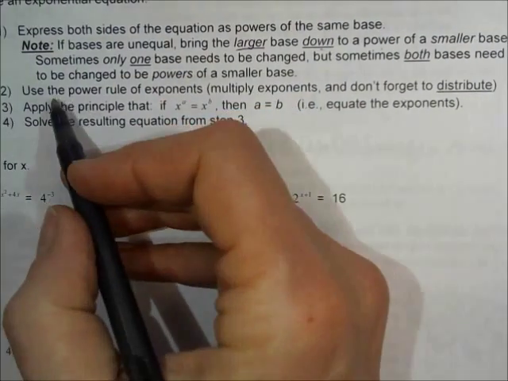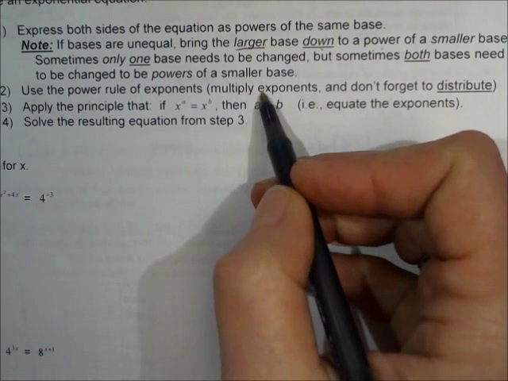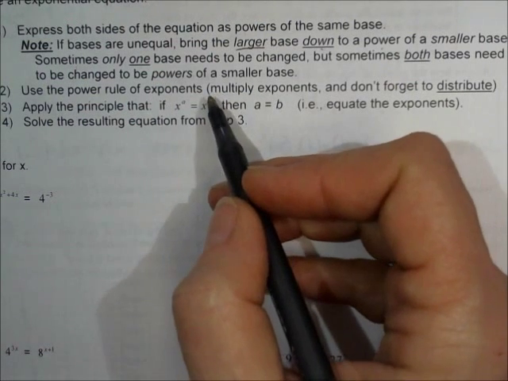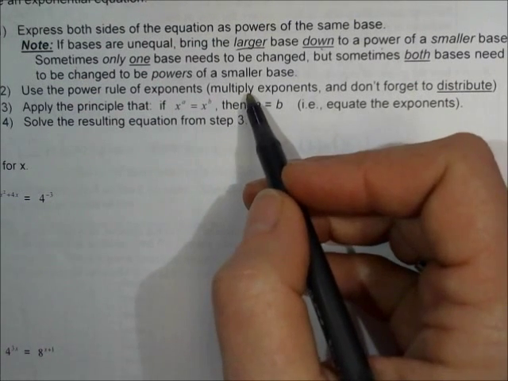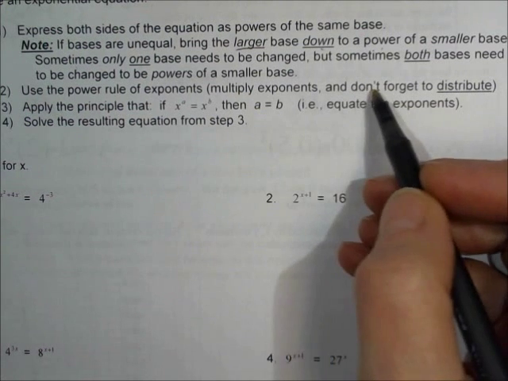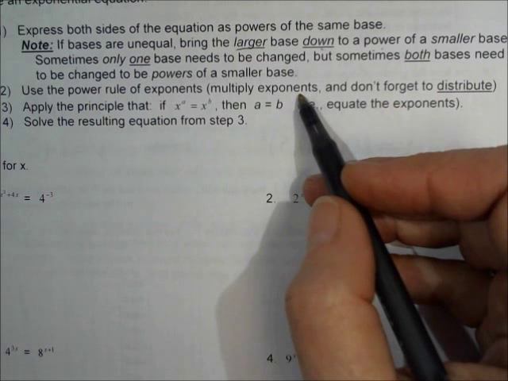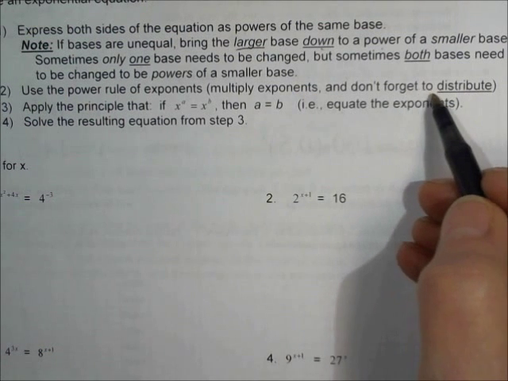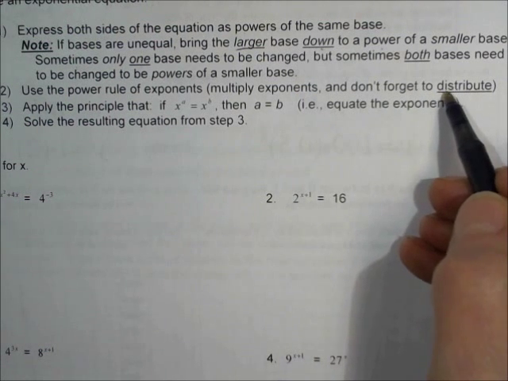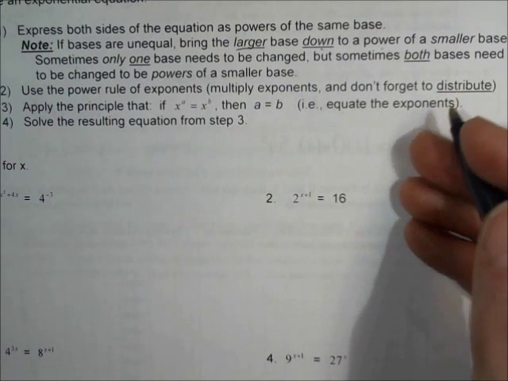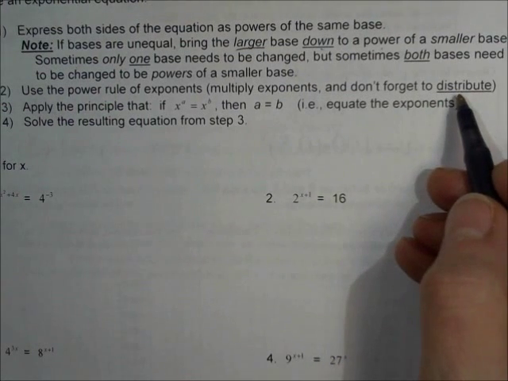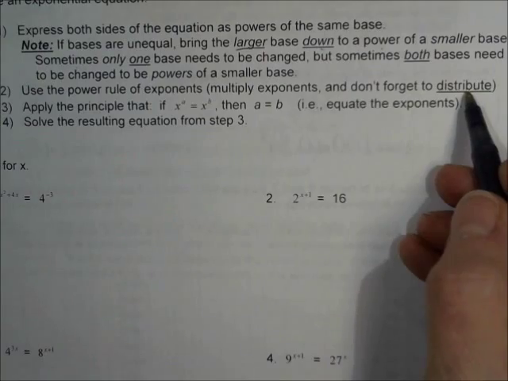Step 2, the power rule says that you're going to multiply exponents, because oftentimes we'll have a power of a power, which means multiply the exponents. That was one of the rules we learned on the first day of this chapter. And then sometimes we're going to have a distribution to do, so don't forget to distribute a variable through the parentheses, and we'll get some examples of that.